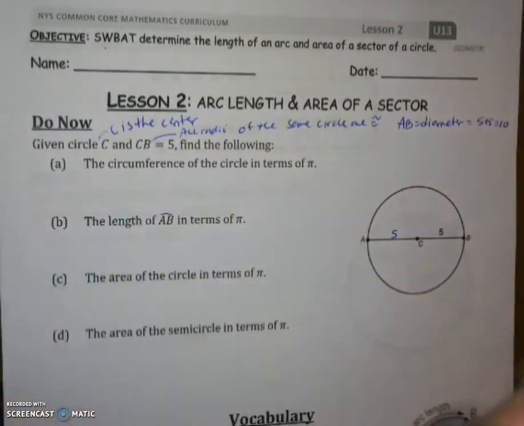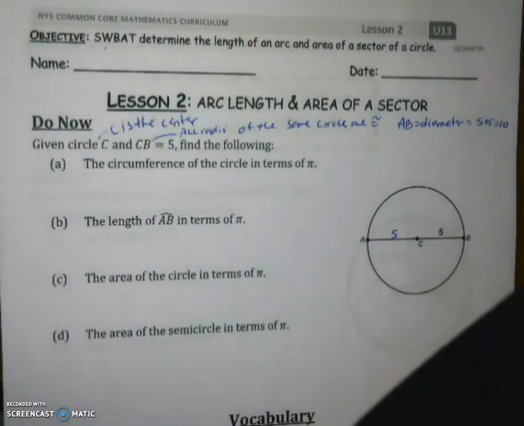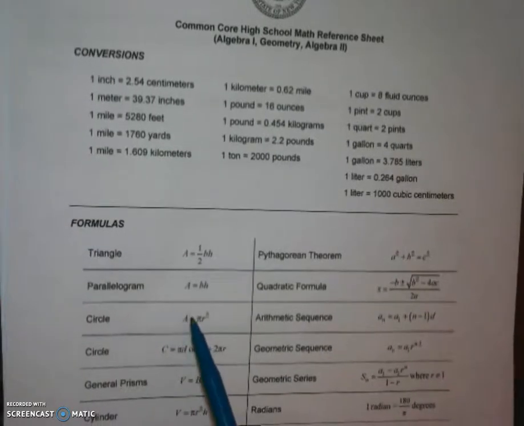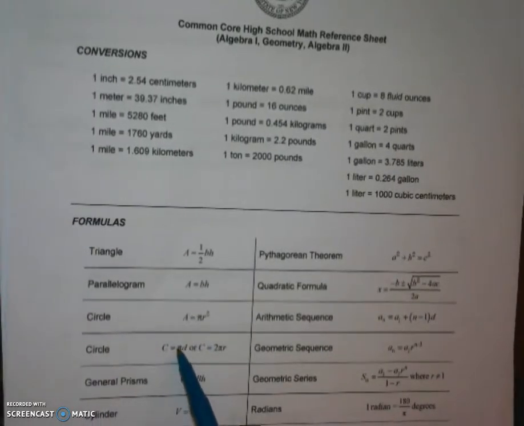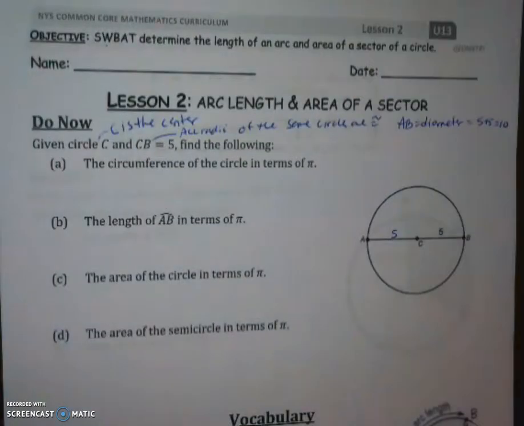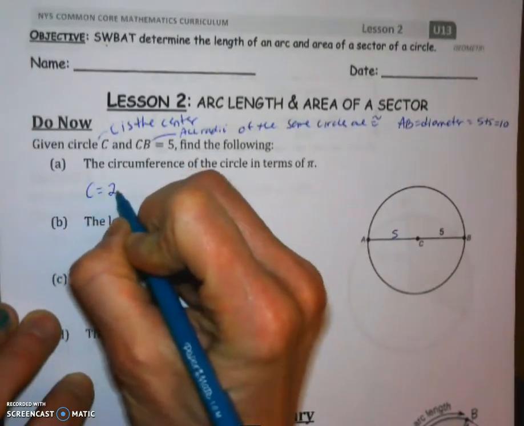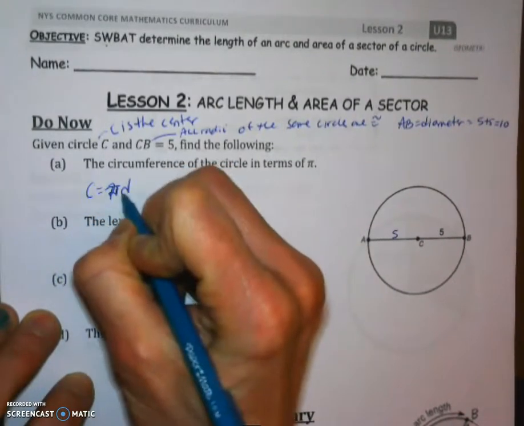Then they ask us to find the circumference of the circle in terms of pi, which means pi is in your answer. If you go back to your formula sheet, the New York State formula sheet, you'll see that the area of a circle is given, and also the circumference. Circumference is equal to pi times the diameter, or circumference equals 2 times pi times the radius, because 2 times the radius would give you the diameter times pi. So it's really the same formula. You can use either one, whichever one you feel most comfortable with. I'm actually going to use circumference equals pi times the diameter.